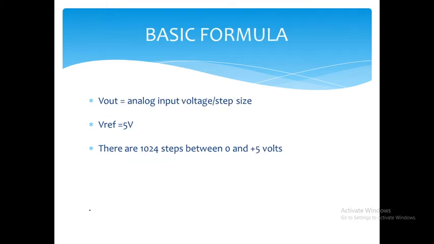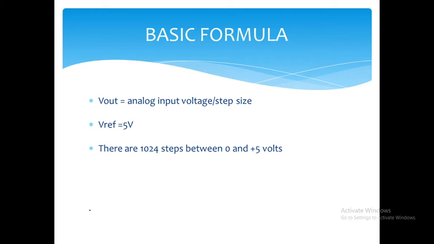So then, what is the formula? The basic formula converts this output into the normal temperature, that is nothing but the working temperature. How are we going to convert? These are the steps. First, we take the analog input voltage and divide by the step size. What is the step size here? We have a 10-bit ADC, so we get 1024 levels. That is nothing but the step size.